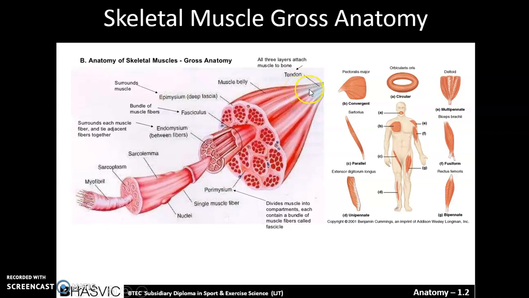The muscle is made up of many different components. One part is the tendon. This part helps connect the bone to the muscle, which enables movement. This is due to the muscle pulling on it, and then the tendon pulls on the bone.